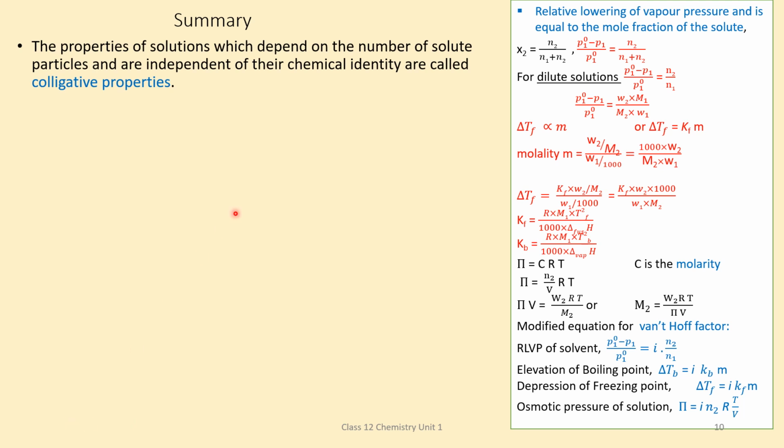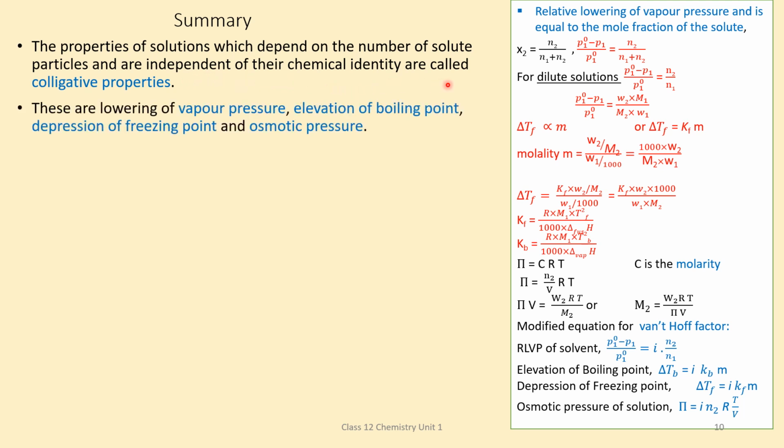The properties of solutions which depend on the number of solute particles and are independent of their chemical identity are called colligative properties. Please repeat. The properties of solutions which depend on the number of solute particles and are independent of their chemical identity are called colligative properties. Here, the properties depend on the amount of solute.